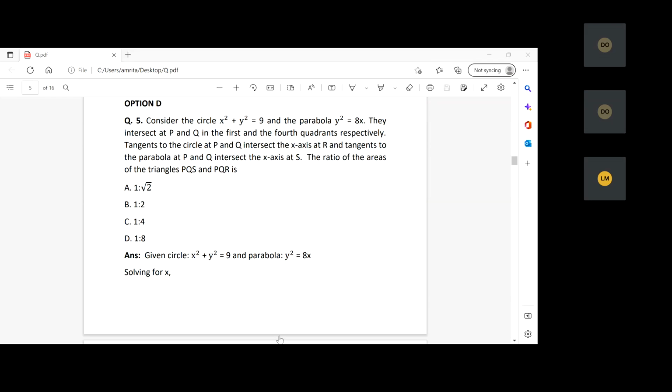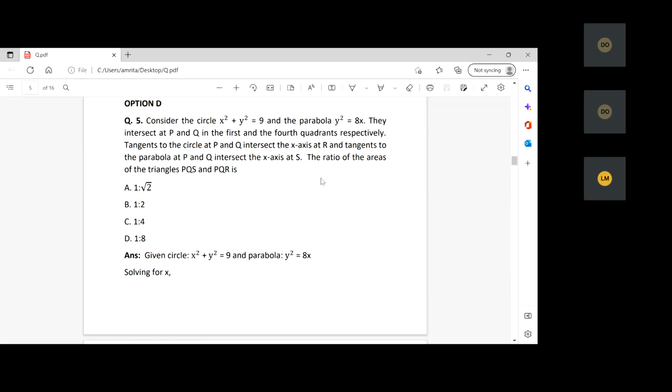Okay. So yes, we'll discuss all the things once again because this is a very important question and these types of questions used to come in different entrance examinations. So we have a circle, its equation is x square plus y square equal to 9. We have a parabola which is y square equal to 8x. So they intersect at different points P and Q. It's also given, it's in the first and the fourth quadrant.